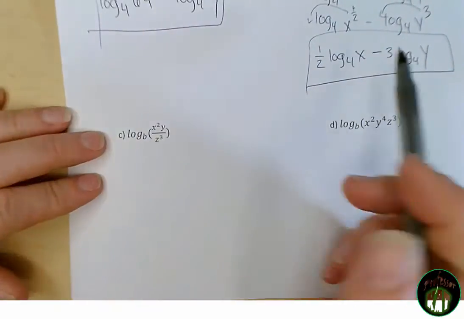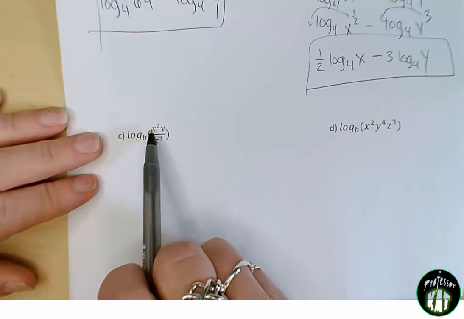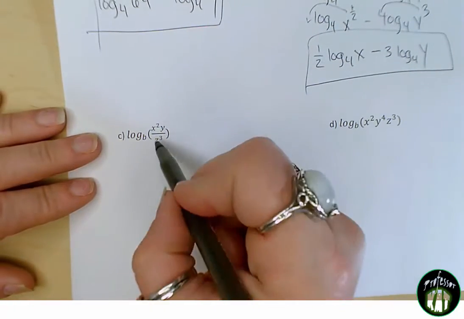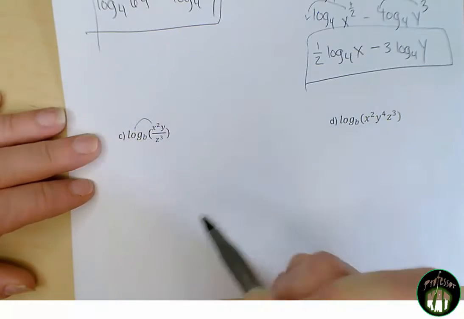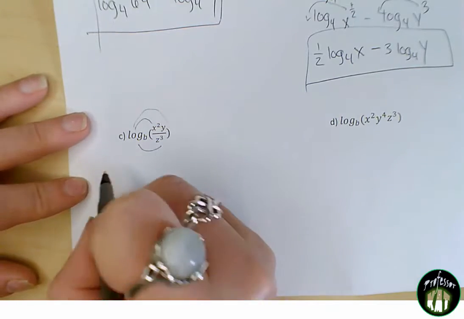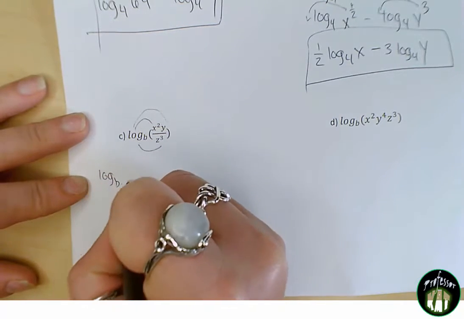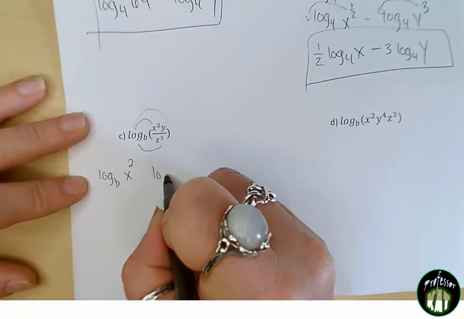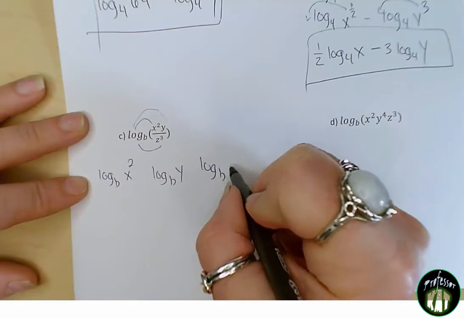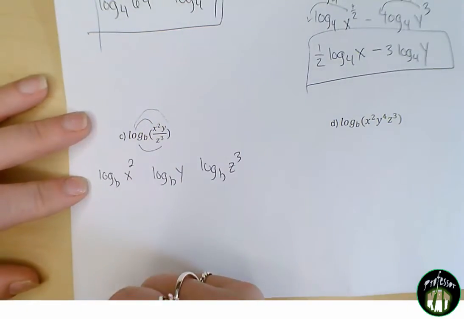Let's do another one here. So log base b of x squared times y over z cubed. Notice we have three different things here. We have the x squared, so we'll distribute to that. We have the y that we'll distribute to. And we have the z cubed. So we have three different things. So we have log base b of the x squared, log base b of the y, and then log base b of the z cubed.